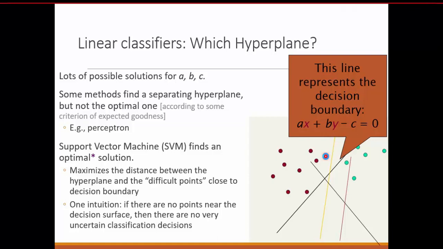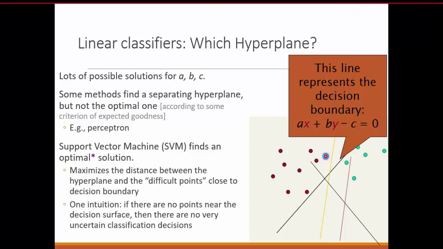Okay, then the question is, how can we choose a line? You know, we have lots of possibilities. We have actually an infinite number of hyperplanes. Then we have to follow a criterion. One of the most popular criteria, and one of the benchmarks, the most effective and popular one as well, is the support vector machine. Okay, that is the criterion we're gonna explain in this lecture today.